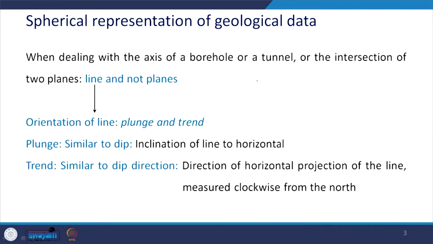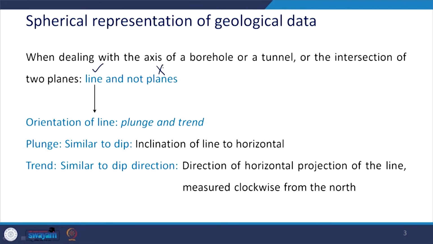Now, this was when we are dealing with the plane. When we deal with the axis of a borehole or a tunnel, it is a line, or the intersection of 2 planes. You know from your engineering graphics background, when 2 planes intersect, what is the result? That is a line but not a plane. So, therefore, when we deal with the axis of a borehole or a tunnel or the intersection of 2 planes, it is the line and not the planes.